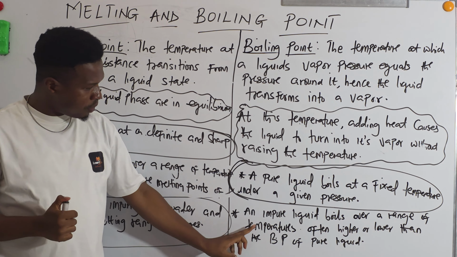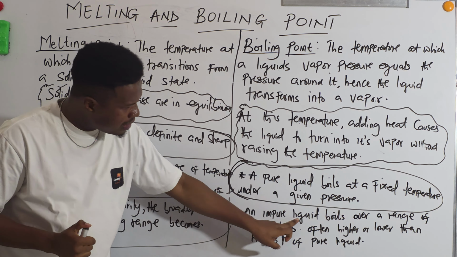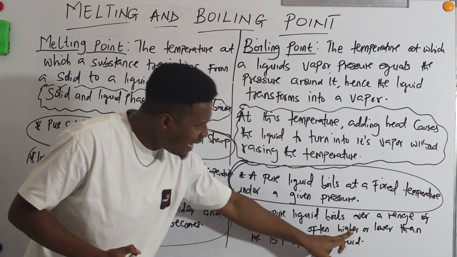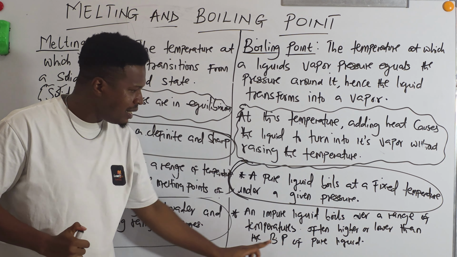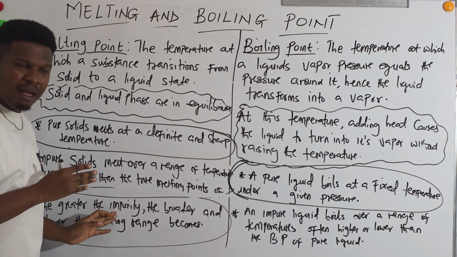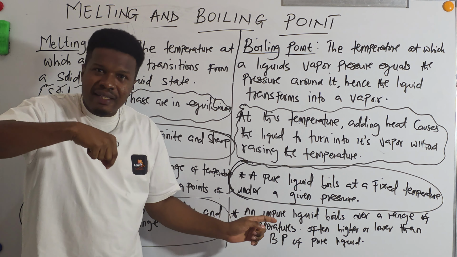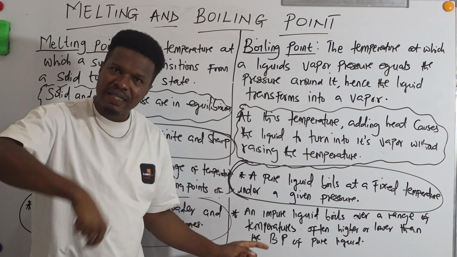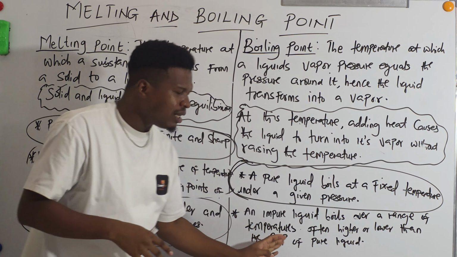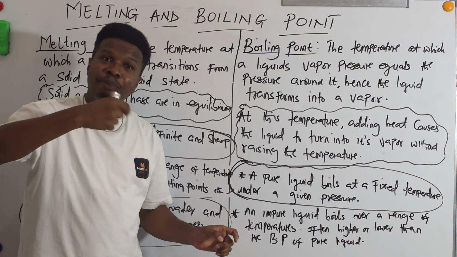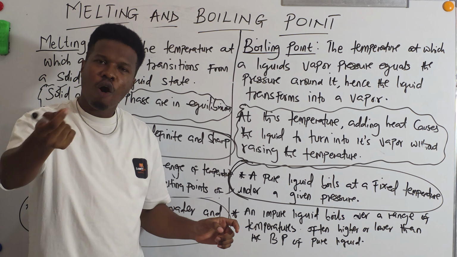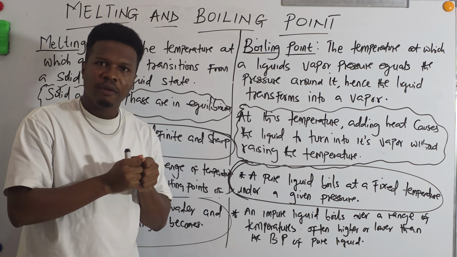Look at this point. This one is important. An impure liquid boils over a range of temperature, often higher or lower than the boiling point of the pure one. This one is different from melting, because it depends on the impurity that is present. It's not like the other one where impurity lowers it. For this one, the impurity present will determine if it is going to be higher or lower than the pure one.